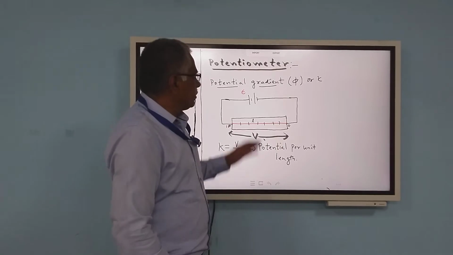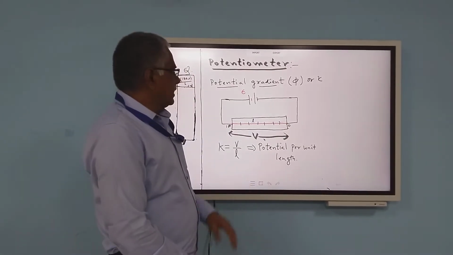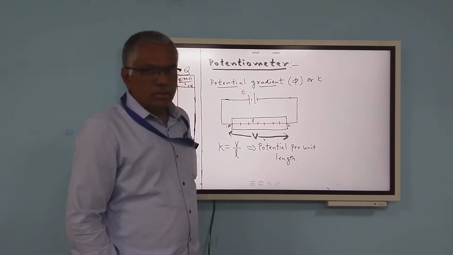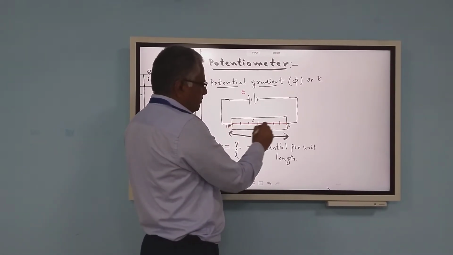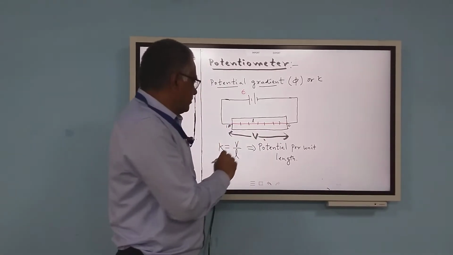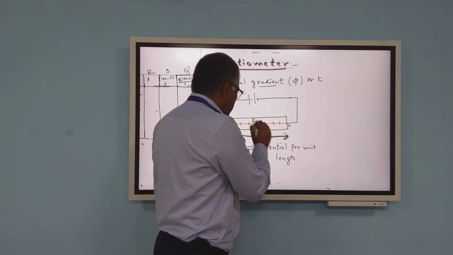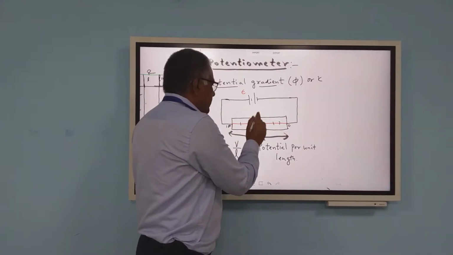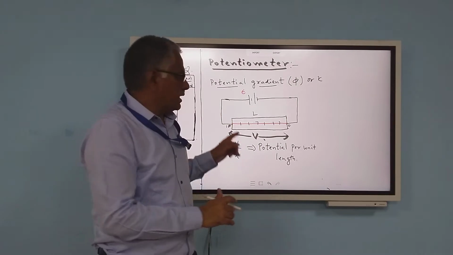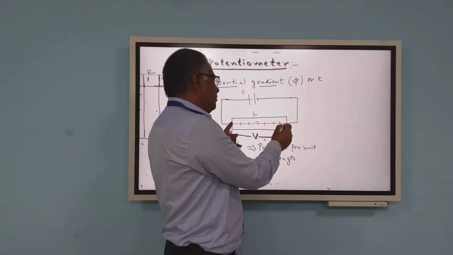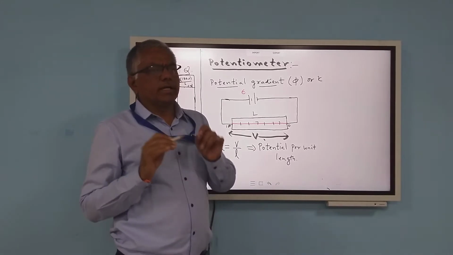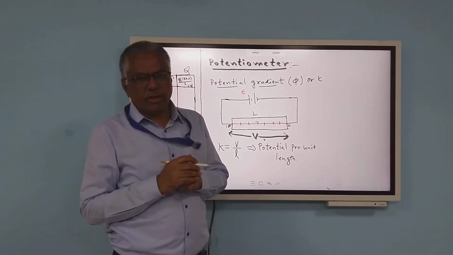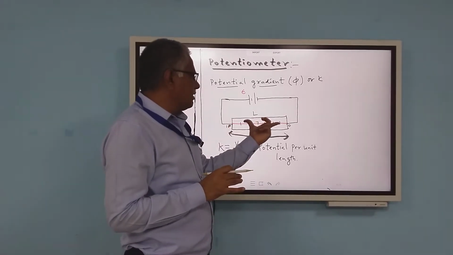Now, before going for the potentiometer, let us see what is potential gradient. In this, we have taken a length of the wire. Capital L is the length of the wire. This potentiometer wire can be 4 meter, 8 meter, like 10 meter, it can be there. For our convenience, we have taken one length of the wire.